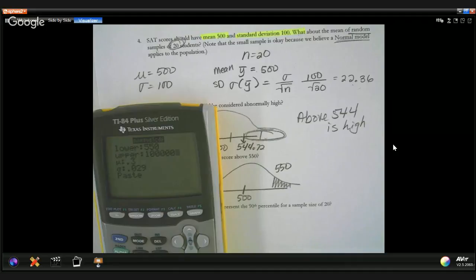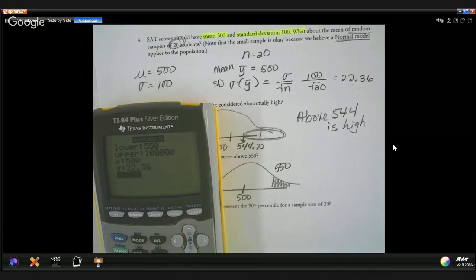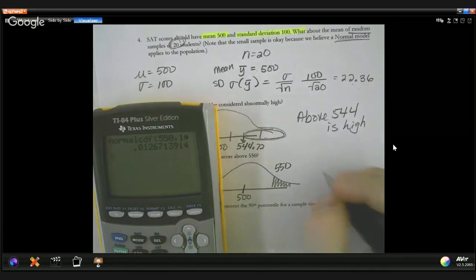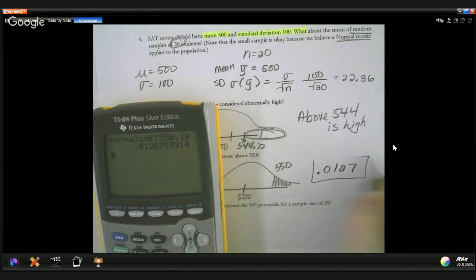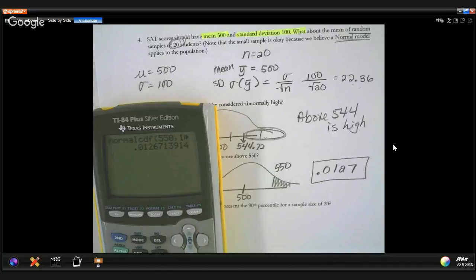You can pick 800 because 800 is the highest SAT, and that's pretty far from our mean of 500, so it should work out okay. And then our standard deviation is 22.36. And so 0.0127, or about 1.3% of the time will someone get that high. So only 1.3% of the time will someone score above 550 in a sample size of 20 students.